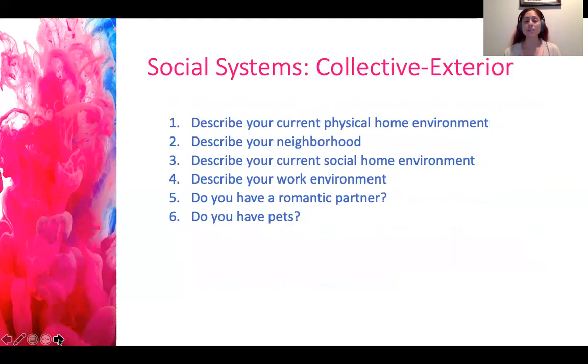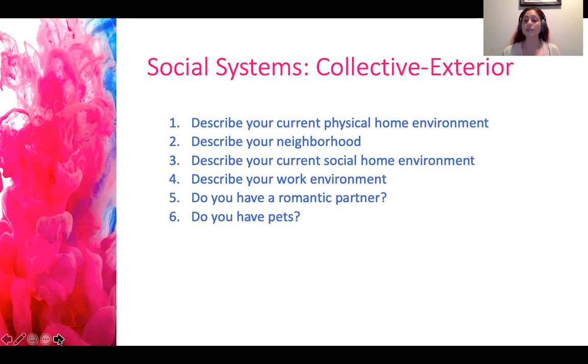Okay, the last section is social systems, collective, external. So this is getting at the social, the outer environment, if you think of Bronfenbrenner and the different systems. So we're looking at the outer systems now. So describe your home environment, your social home environment, your neighborhood, work environment, partner, pets. Great questions, pretty straightforward. With the physical environment, we're kind of screening for any poverty issues, homelessness, things like that.